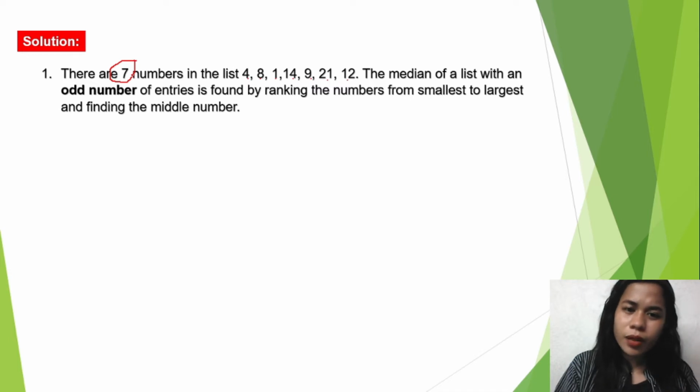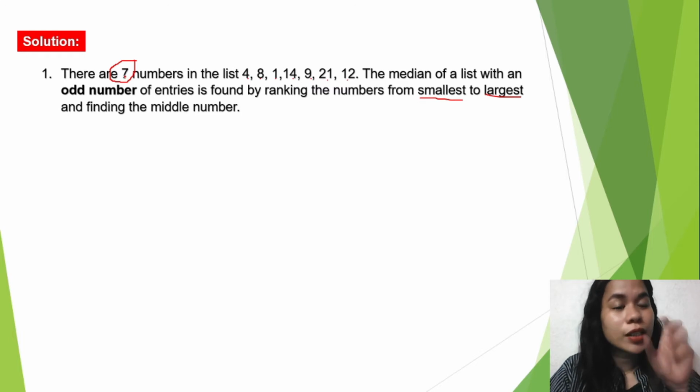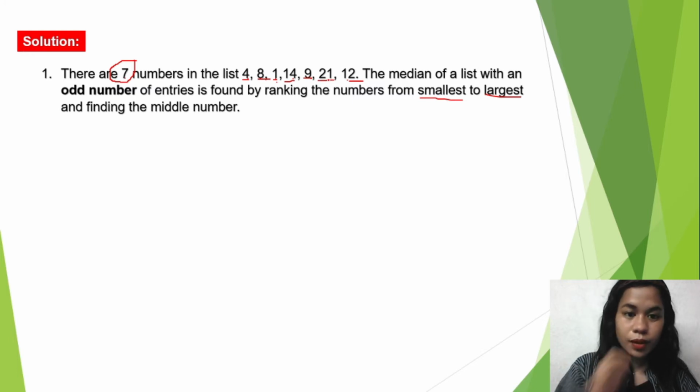But before that, before finding the median of the given set of data in an ungrouped data, we need to rank them from smallest to largest before finding the middle number. Okay, since it is 7, madali lang malocate si median because we just need to find what really is the middle number. So we have to rank them from smallest to largest. So mauna dito yung 1, sunod is si 4, we have 8, 9, 12, 14, and then 21. So we have here.